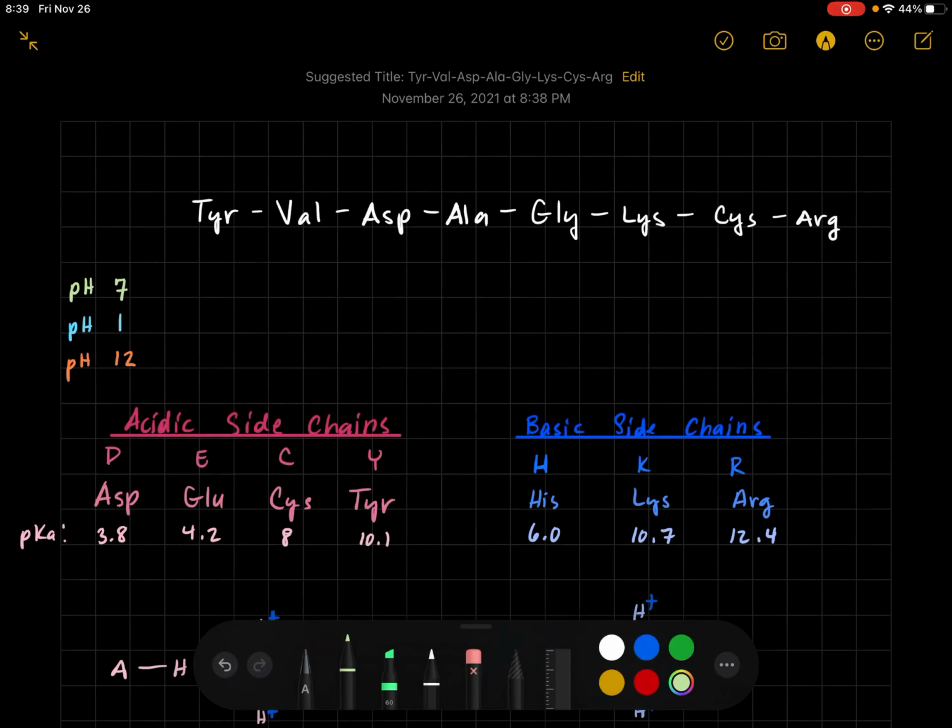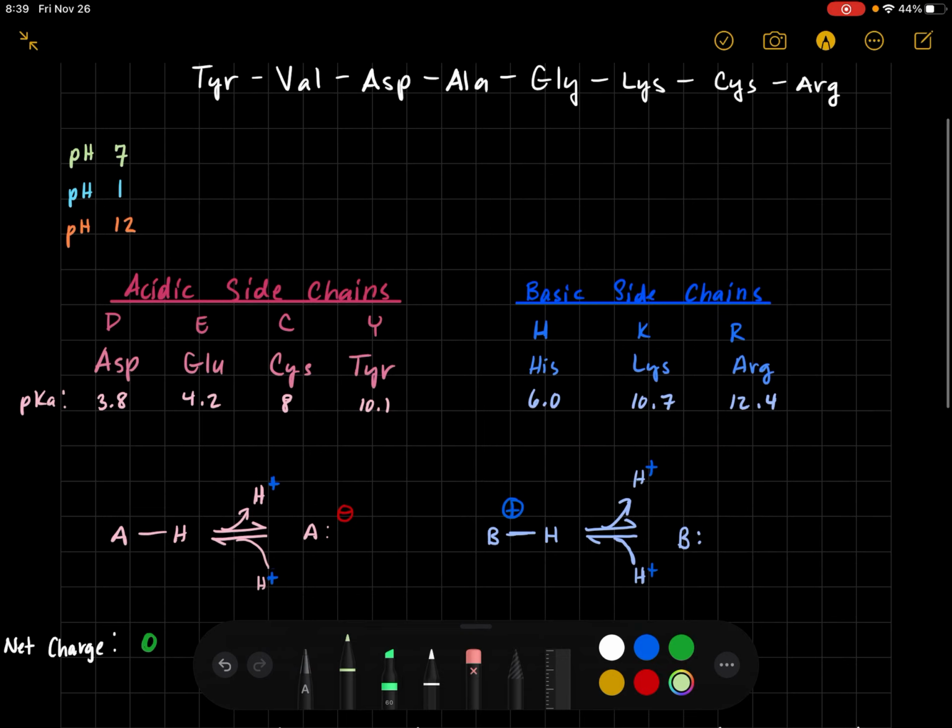To calculate the charge on a peptide at a given pH, the first thing you need to know is which side chains are ionizable. Here's a list of ionizable side chains. You have acidic and basic side chains. There are 4 acidic side chains in which the proton can be lost to yield a negatively charged conjugate base. And there are 3 basic side chains which can take protons from the solution to yield a positively charged conjugate acid.